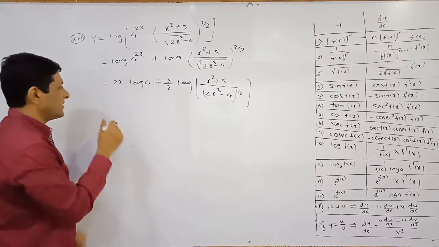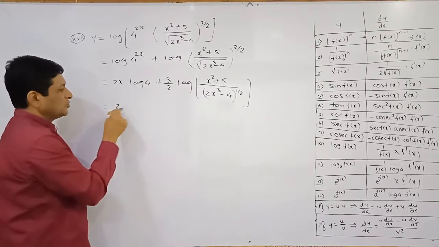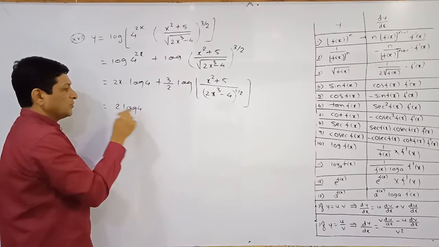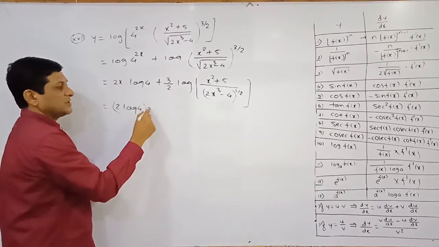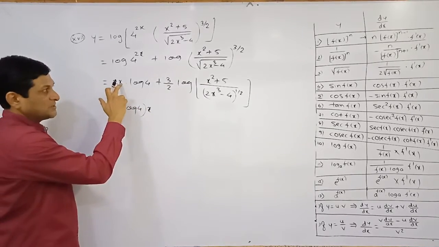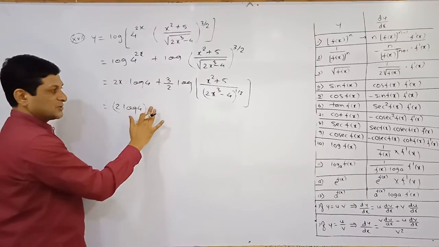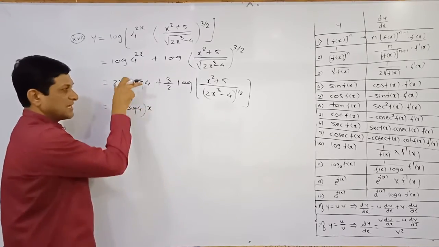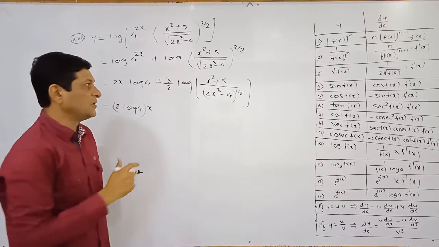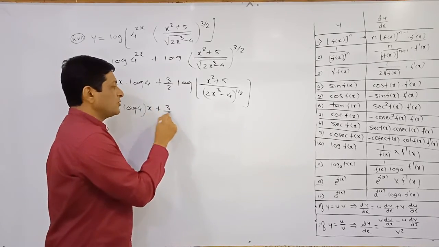Again let us simplify it. So here 2 into log 4. 2 into log 4 is nothing but the coefficient of what? x. What is the coefficient of x here? 2 into log 4. So 2 into log 4 into x. It can be written as 2 into log 4 into x plus 3 by 2, keep it as it is.